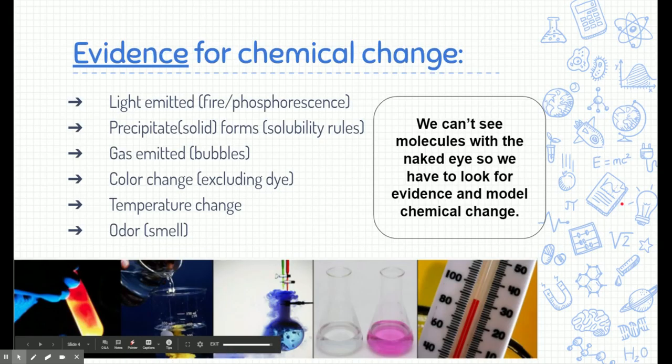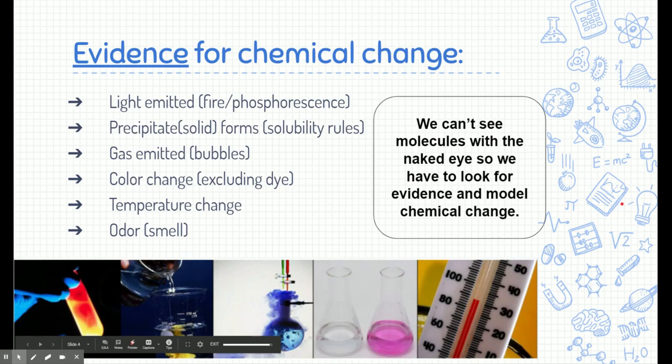Now, we can't see molecules with our naked eye, so it's not always easy to tell that a chemical change is taking place. So what we need to do is look for evidences of chemical change when we're doing reactions. For example, if you mix two substances and light is emitted, and light could be in the form of fire or phosphorescence, like in a glow stick, that is evidence that a chemical change is most likely taking place and molecules are rearranging themselves.